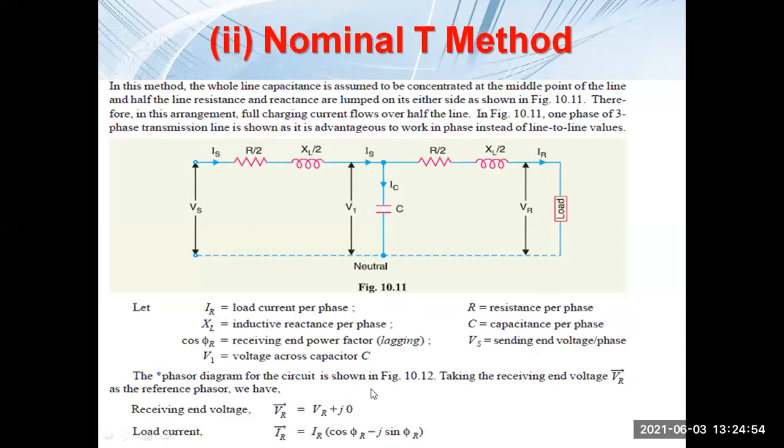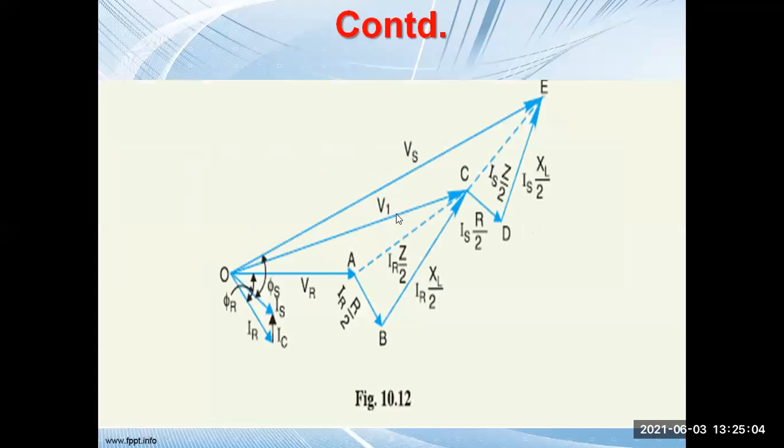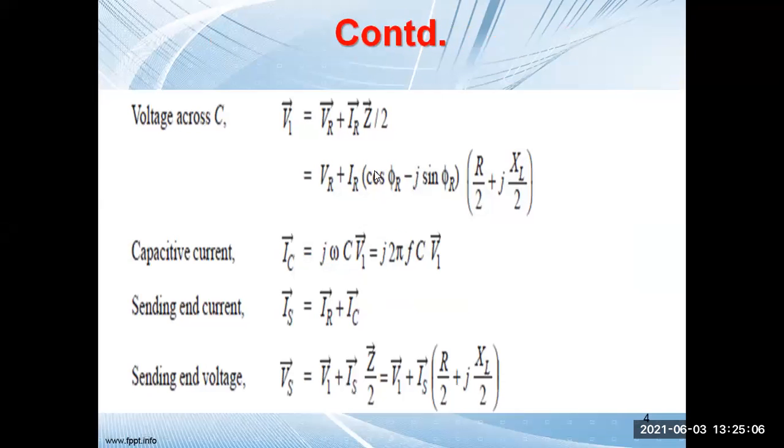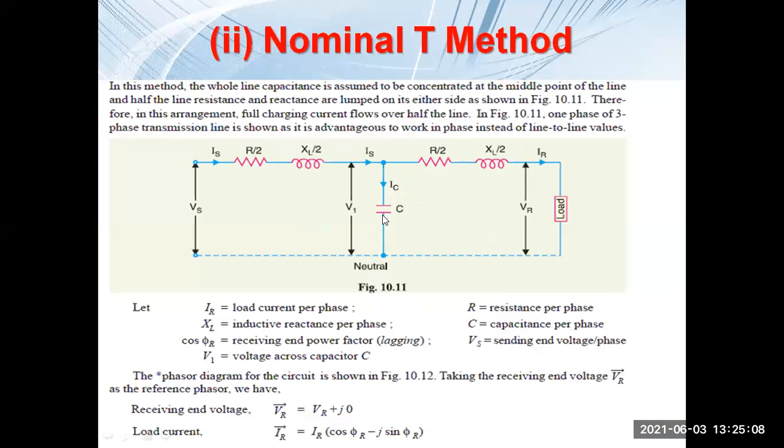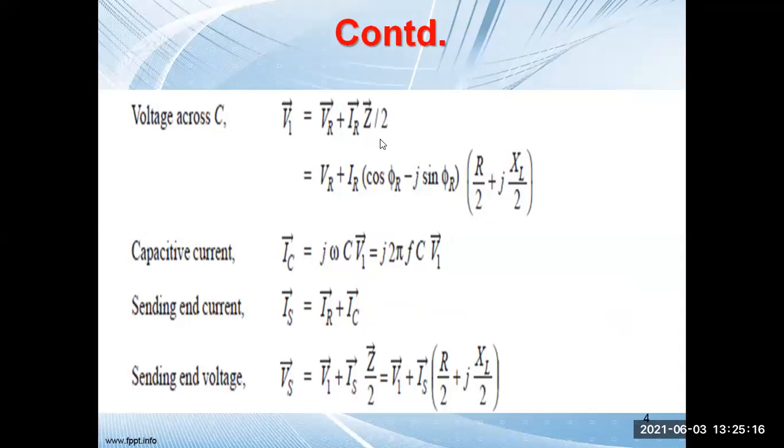First we'll assume VR is VR plus j0 and IR is lagging, so IR into cos phi R minus j sin phi R. So this VR and IR are known to us. Now we'll write the V1 equation. V1 is equal to VR plus this drop, so VR plus IR into R by 2 plus j XL by 2. Here we'll substitute the value of IR.